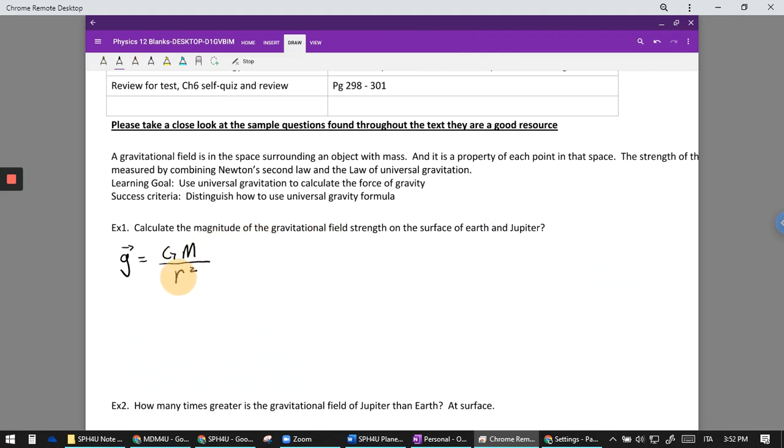R is how far you are from this object. And this thing here is a gravitational field, okay? Now, this gravitational field doesn't do anything until another mass enters its space, where the field exists. If another mass enters it, then that new mass experiences a force of gravity, okay?